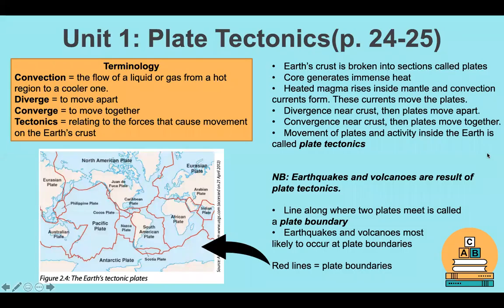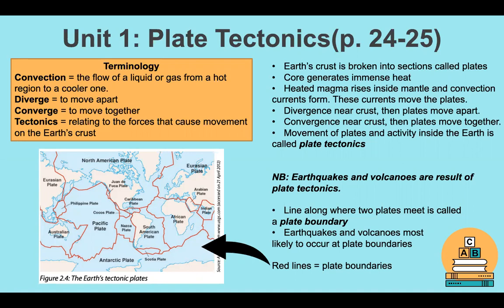Then for today's lesson, I'm going to refer to pages 24 to 25 in your textbook. Before we carry on, there's a bit of terminology we need to go through. The first word is convection. So convection is the flow of liquid or gas from a hot region to a cooler one. You'll hear this word straight through in high school, in geography and biology going forward, or rather life sciences. Convection is always from a high concentration to a low concentration. So in this case, it's a flow of liquid or gas from a hot region to a cooler one.